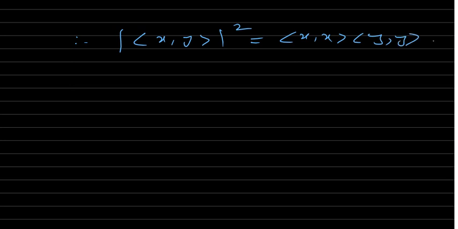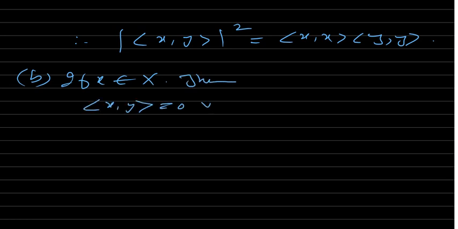So your Schwarz inequality is proved. The second part is very simple, you can see it yourself. In the second part, you have to prove that if x is in the space, then the inner product of x with y is equal to 0 for all y in the space if and only if x is equal to 0. So this is homework for you.